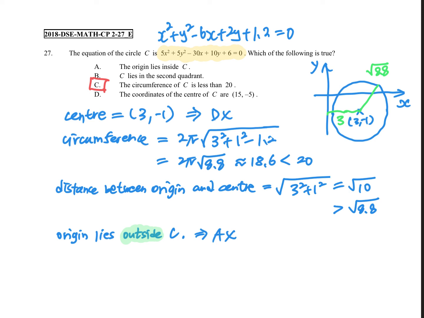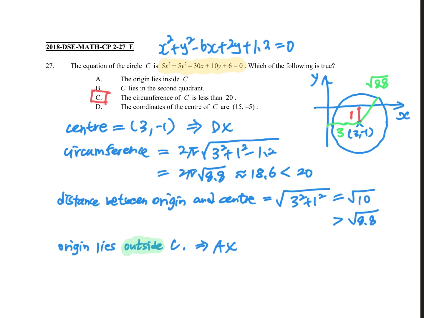So C lies in the second quadrant, no, but you can see this part is just 1. That means the distance between the center and the x-axis would be less than the radius. So you can see the circle C would be cutting the x-axis at two distinct points. So that's why part of the circle would lie in the first quadrant. So that's why option B is incorrect. So that's why we need to do some sketching. And that's all for this video. Thank you for watching.